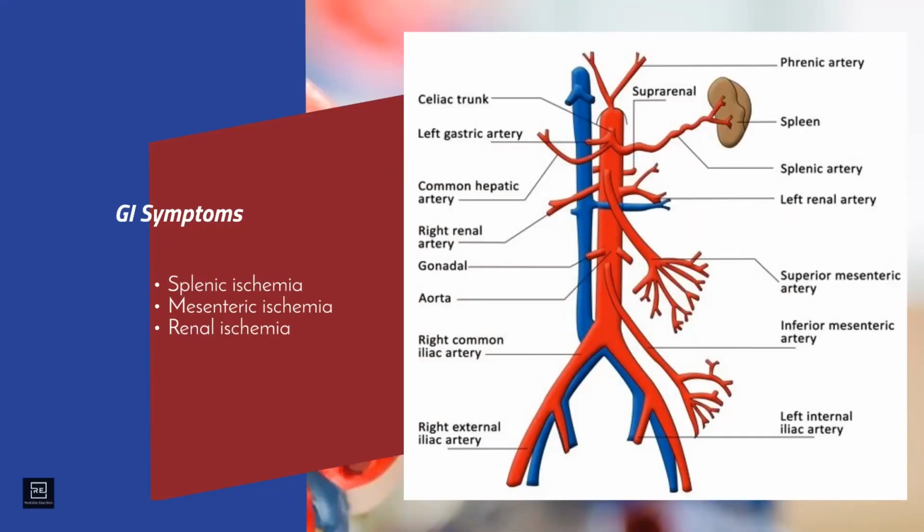Depending on which vessels of the abdominal aorta are involved, the patient may present with a variety of GU or GI symptoms. The patient may experience nausea, vomiting, or abdominal pain if the celiac or mesenteric arteries are involved. They could also develop renal failure if the dissection extends into the renal arteries, resulting in increased creatinine and decreased urine output.